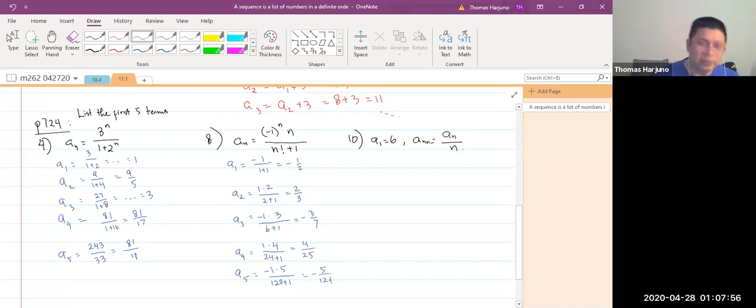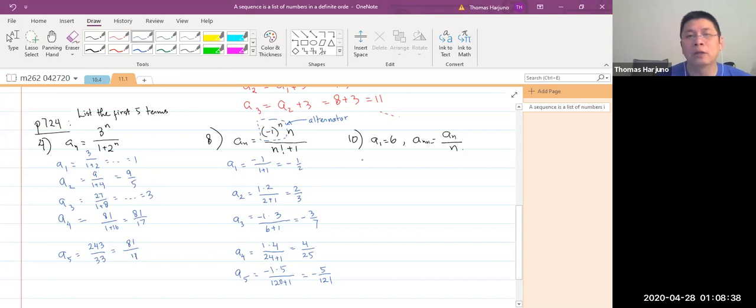For number 8, notice that the sign alternates positive, negative, positive, negative, or in this case, it's actually from negative to positive, negative, positive, negative. You will see that this factor here is later on called the alternator. It makes the terms become plus, minus, plus, minus. And this sequence is called an alternating sequence. That's for number 8.